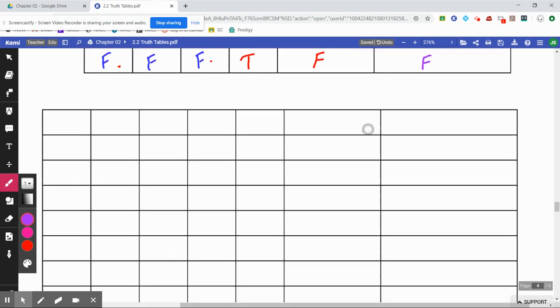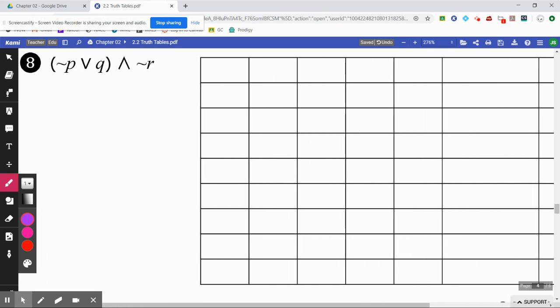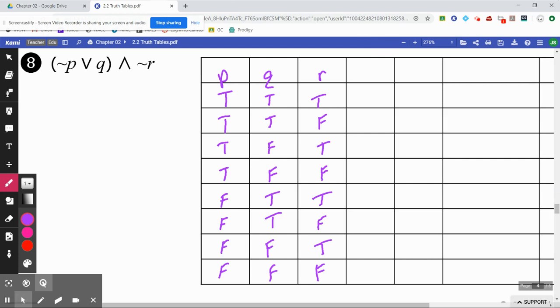Okay. Next truth table. Looks like this one's going to be a rather large one. So you have, again, P's, Q's, and R's. That would be true, true, and I'm going to go ahead and repeat or fill that in. And if you don't remember how to fill that in, you can go back to the last problem and remind yourself.